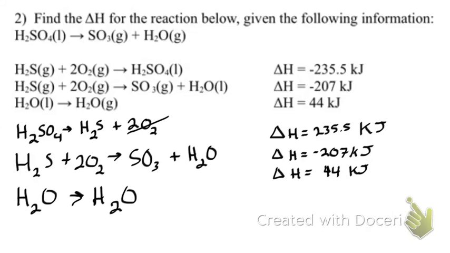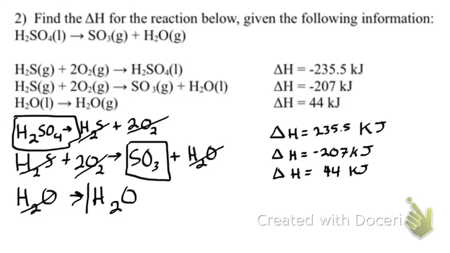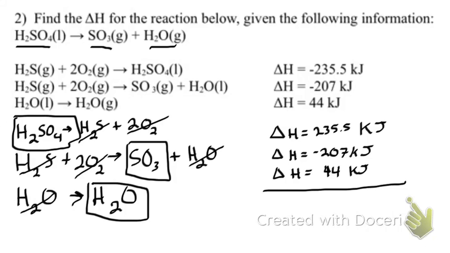I see two O2s there, two O2s there. We don't want O2, so that's handy. H2S there, H2S there. We don't want H2S, so that's handy. And a water in liquid form from the products and a water in liquid form from the reactants. So we're left with H2SO4, SO3, and H2O, which is exactly what we want. H2SO4, SO3, H2O. So now all we have to do is total up our delta H's.